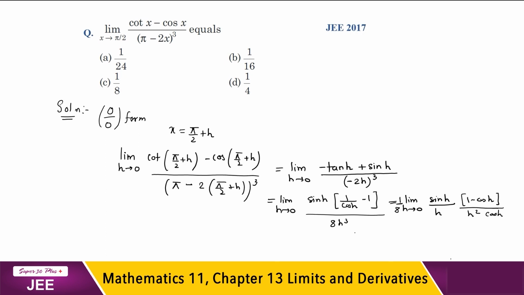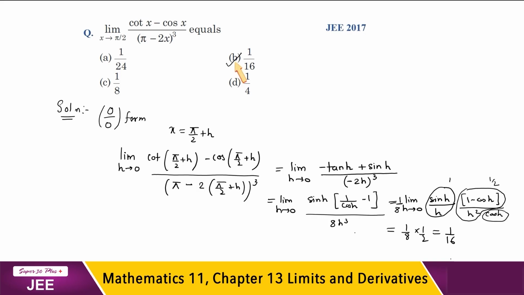Alright students, now using the standard limit, 1 minus cos h over h square will be equal to half, and sin h by h will be equal to 1. We already know the limiting value of these two functions using the standard limits of trigonometric functions, and when h approaches 0, cos h is equal to 1. So overall we are going to get 1 by 8 multiplied by 1 by 2, which is equal to 1 by 16, and the corresponding option is given in choice B. So choice B is the correct option.